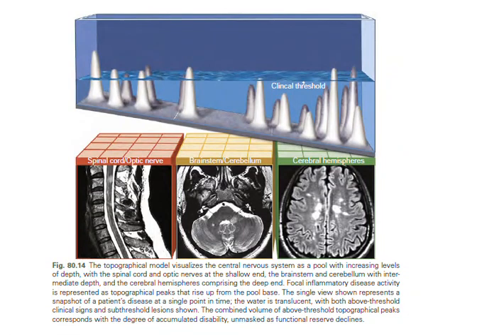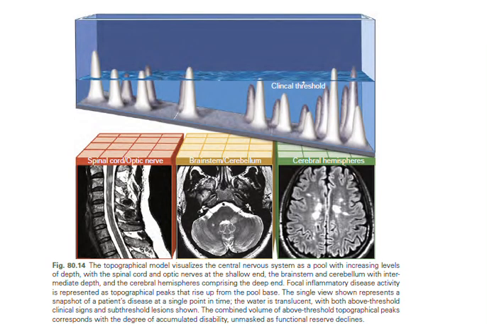When conceptualizing the progression of multiple sclerosis and the accumulation of clinical disability, the relationship between visible symptoms and subclinical lesion burden can be challenging to communicate. A highly effective way to understand this dynamic is through a topographical pool model, which serves as an elegant metaphor for the central nervous system's functional reserve.